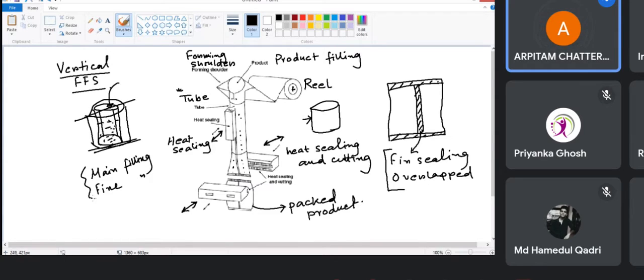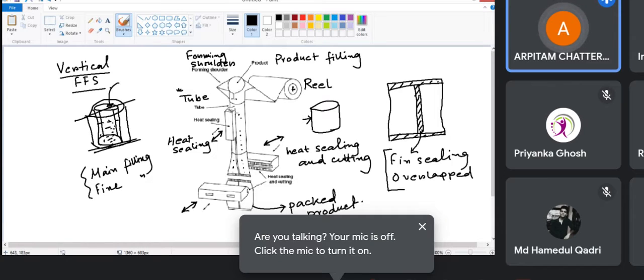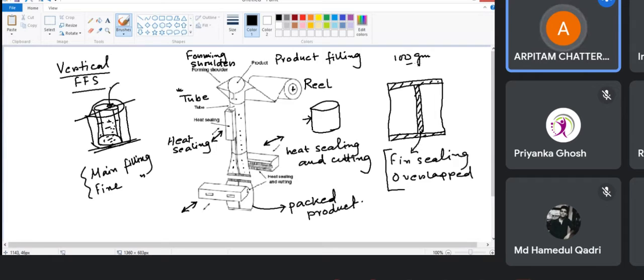Okay, so main filling, fine filling happens, that ensures that you have the exact amount filled up for which the package is designed. So if you have a 100 gram thing, then it must be 100 grams filled. If you have something liquid, say 5 ml or 15 ml, it is going to fill up exactly 15 ml. And then the same arrangement again, put a sealing at the top and cut it from there.